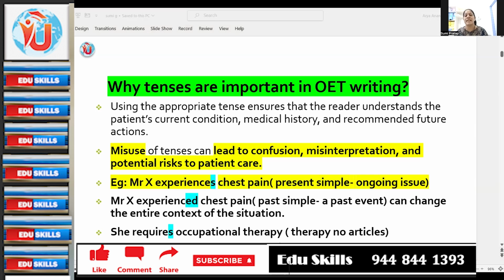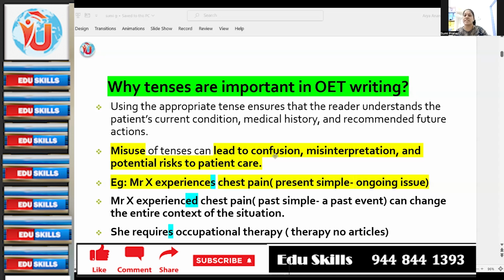So if we write something in a different tense in a particular place, it will be wrong. Okay. So misuse of tenses can lead to confusion, misinterpretation, and potential risk to the patient care.